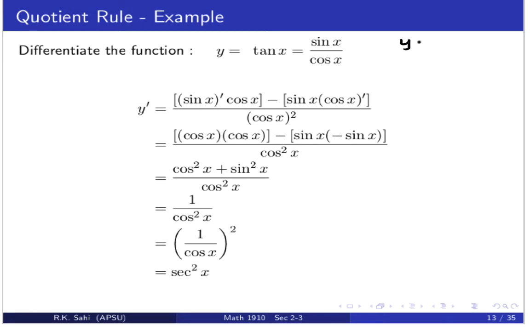Remember, once again, I'm going to write this one f over g. So y prime is what? f prime g minus f g prime over g squared. So you're going to have the derivative of sine x times cosine x, negative sine x times the derivative of cosine x. Now let's take the derivatives. You get cosine x times cosine x, one expression, minus sine x times minus sine x, divided by cosine squared x.